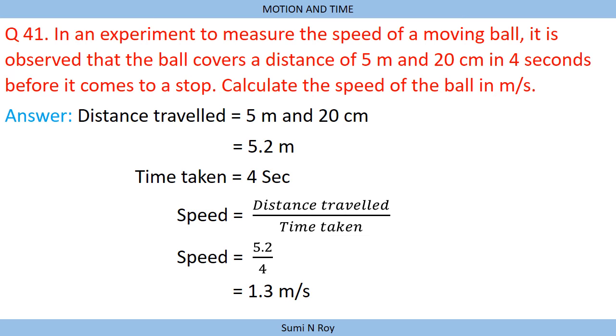Here also everything is given, but some conversion we have to do. Firstly we have to see the demand of the question, which is in meter per second. So here distance traveled is equal to 5 meter and 20 centimeter, which is equal to 520 centimeter, which is equal to 5.2 meter. Time taken is equal to 4 seconds. The speed is equal to distance traveled by time taken, that is 5.2 by 4, that is 1.3 meter per second.